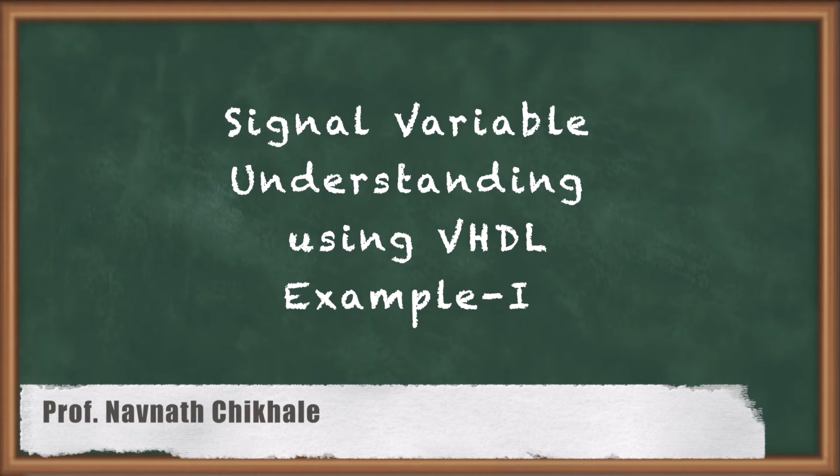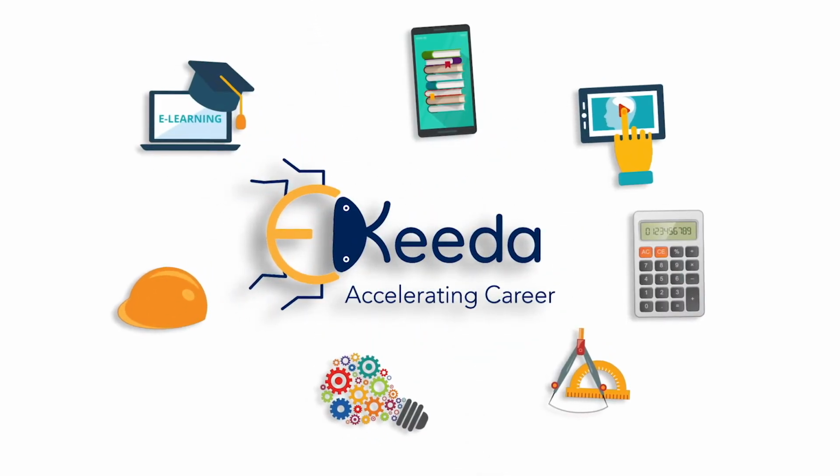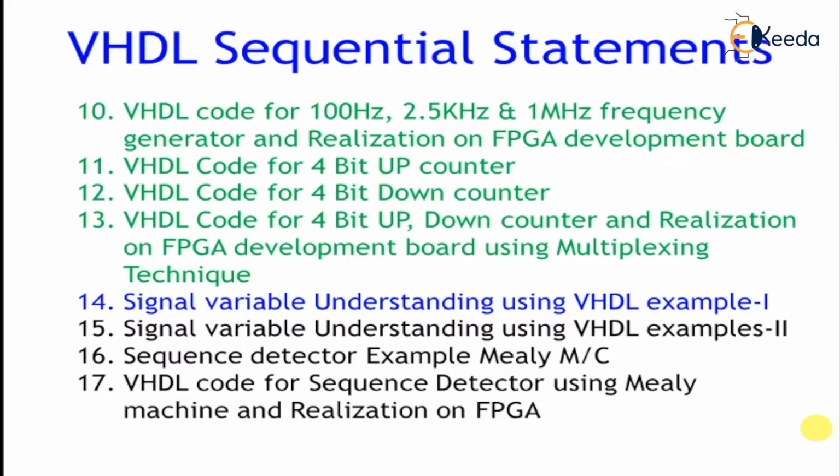So in today's lecture, we are going to see a better understanding of signal and variable in VHDL. Because in earlier examples we have seen in the bit counter, 4-bit up counter, and 4-bit down counter, the difference when you use the variable, how the counter value goes differently, as well as if you use the signal, there is a little bit of difference.